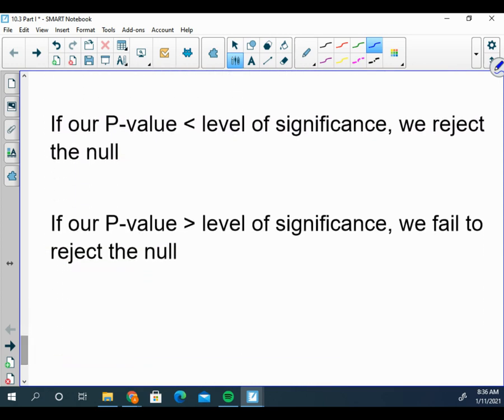In general, the practical thing, if you're like, man, Mr. Carter, I am lost in the theory. This is not making sense. It's like you're talking in a foreign language. Here's what you got to know. For the practical calculation side of things, if your p-value is less than your level of significance, you will reject the null.